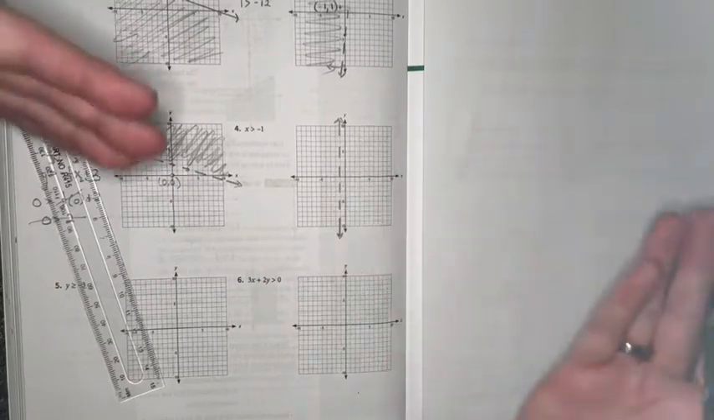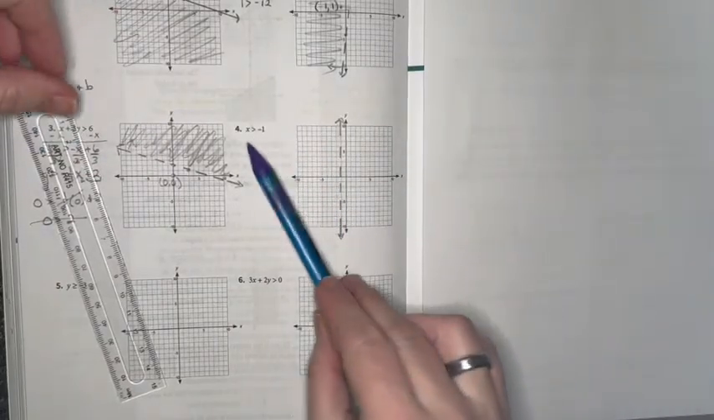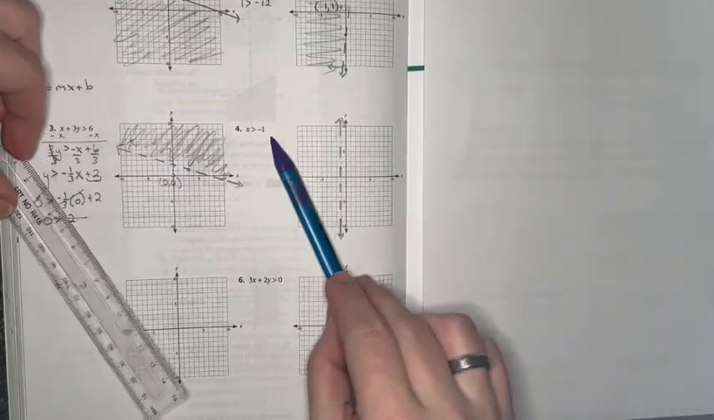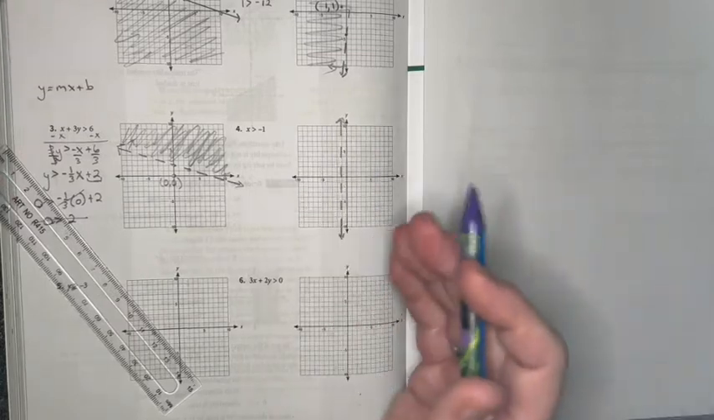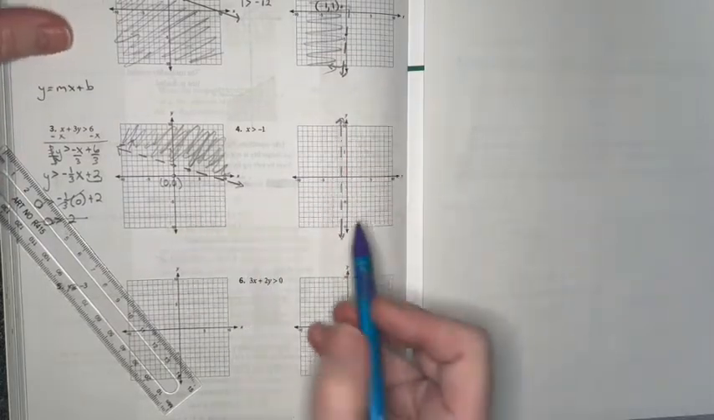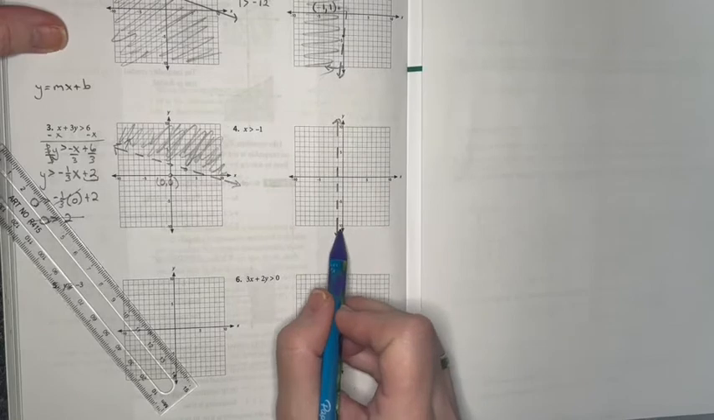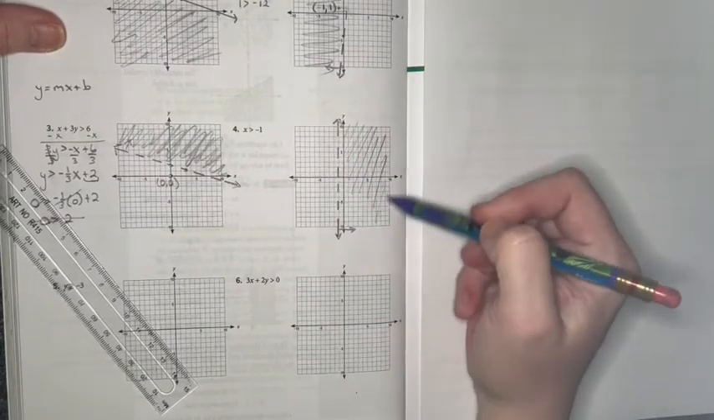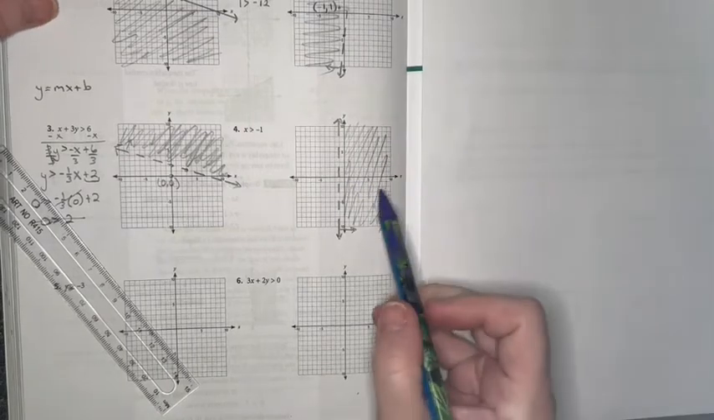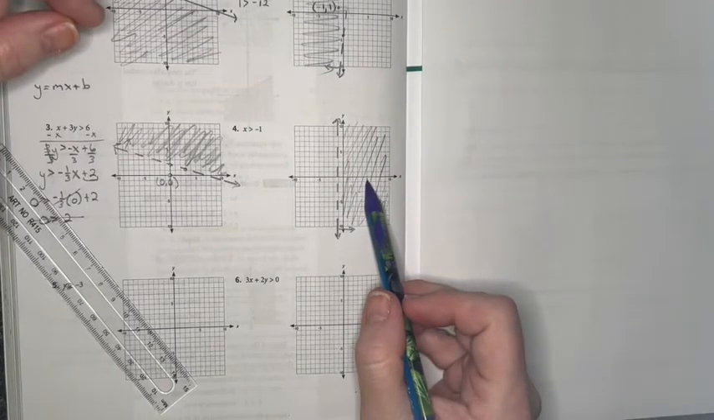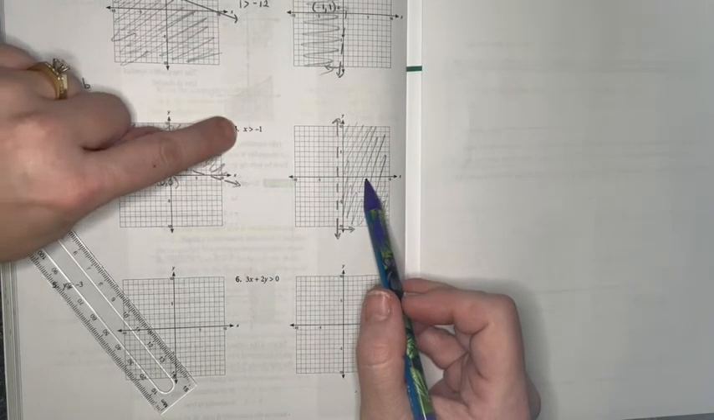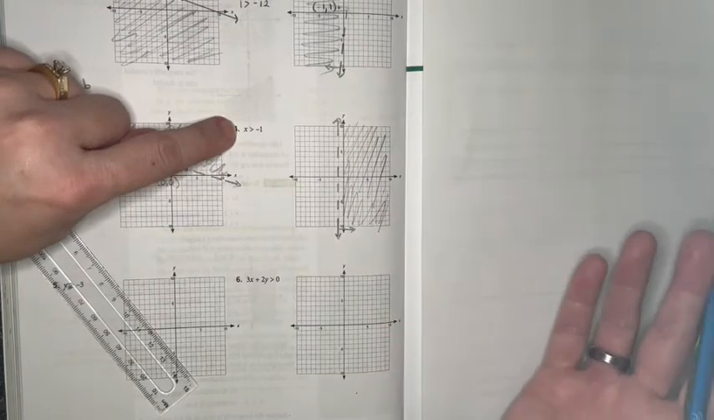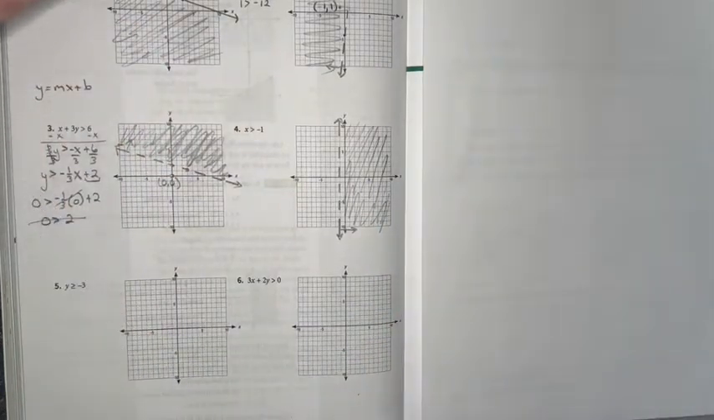Now, which side do we shade on? X is greater than this negative 1. So remember when I told you on the other page, when we're greater than and it's a vertical line, greater than means to the right. And you can test that by picking a point here. If x is 5, is 5 greater than negative 1? Yes. That one's an easy one to test.